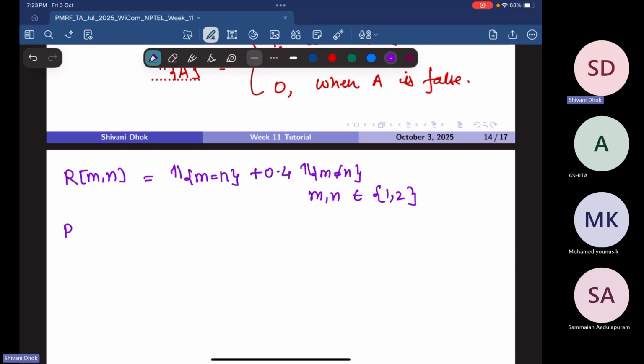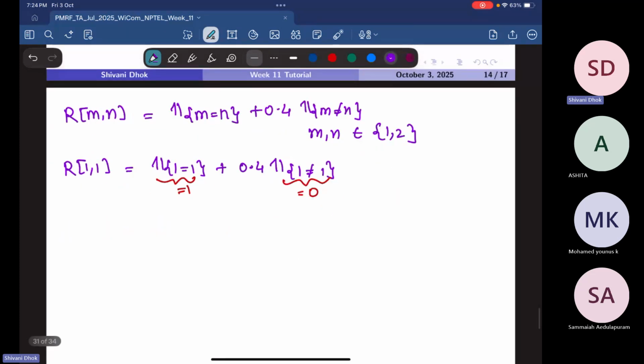Okay, so what is this R(1,1)? This will be indicator of 1 equal to 1 plus 0.4 indicator of 1 not equal to 1. This equation 1 equal to 1 is true, so this indicator is 1, and 1 not equal to 1 is false, so this indicator is 0. So R(1,1) comes out to be equal to 1. Similarly, R(2,2) is indicator of 2 equal to 2 plus 0.4 times indicator of 2 not equal to 2. So this is also equal to 1.